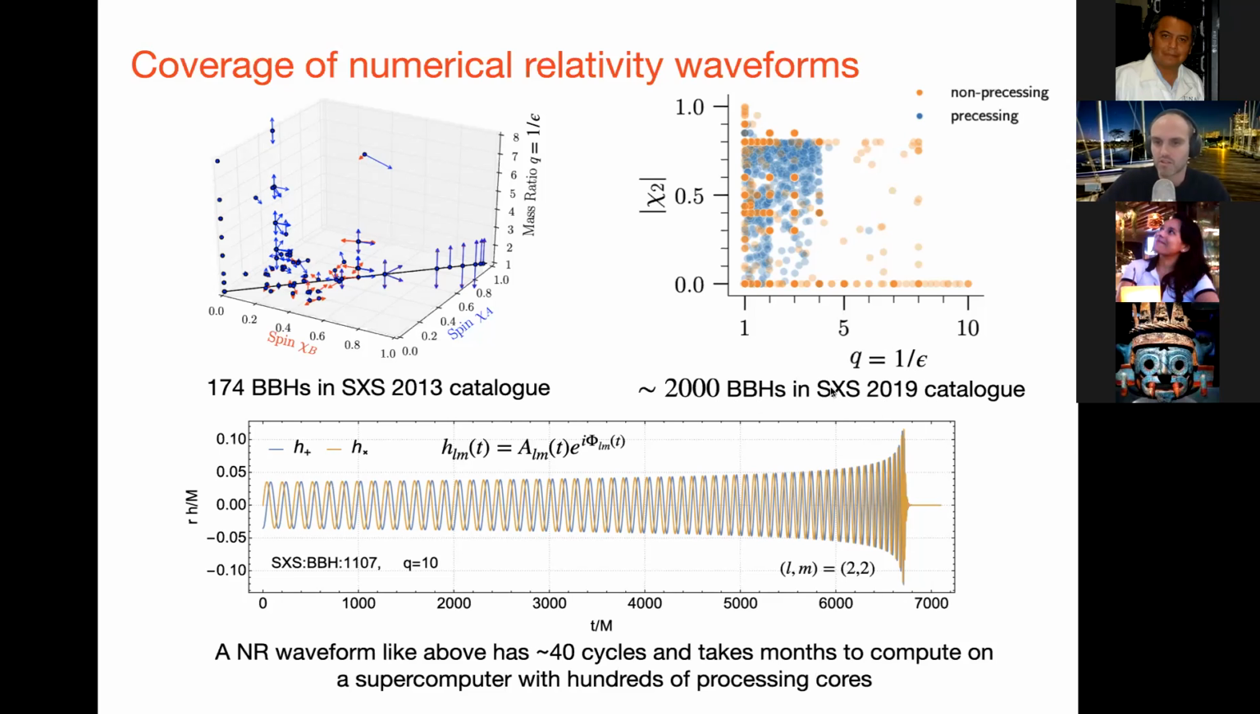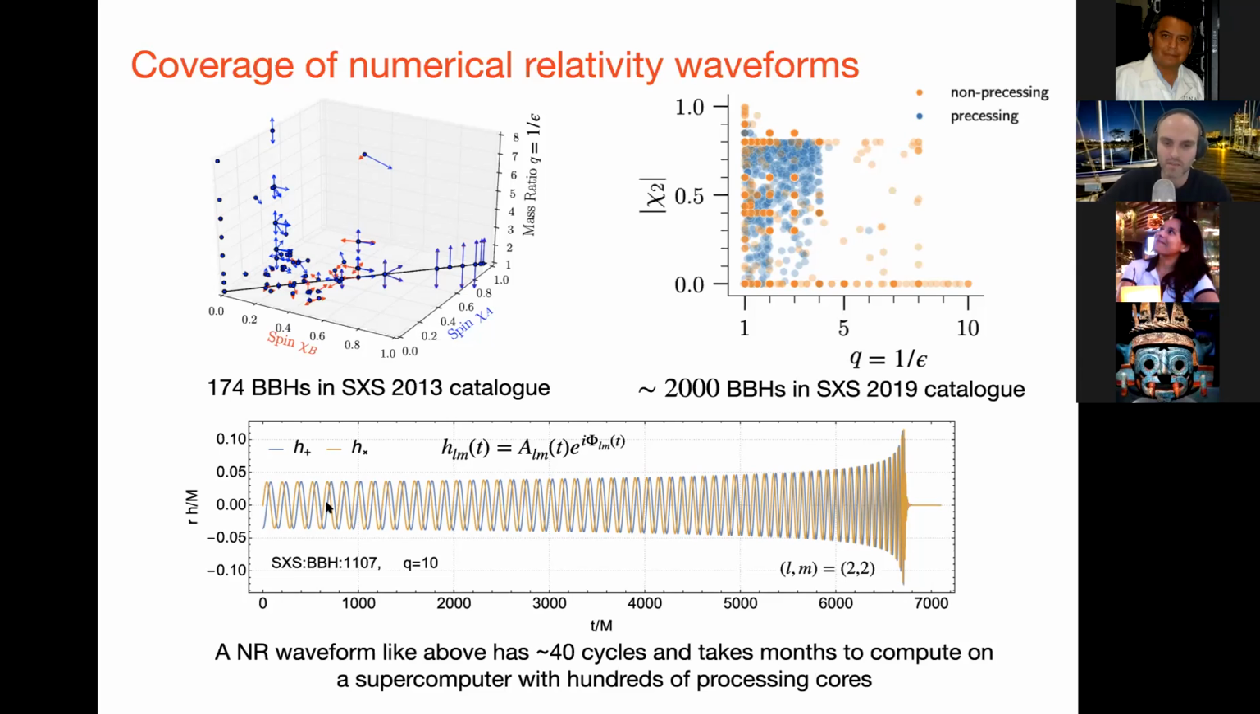Now, most recently in 2009, they released a new catalog, now with 2,000 binary black hole simulations. But again, you can see the mass ratio coverage is all the way up now to 10, so it hasn't extended much further in mass ratio, though they have obviously added many more simulations inside the parameter space up to there. If you take one of these simulations, in fact, this one here at the end, and you plot it, then this is what you get.